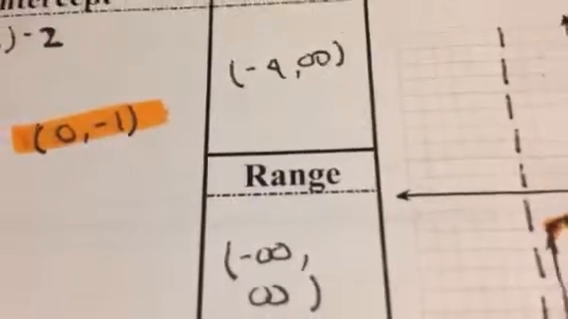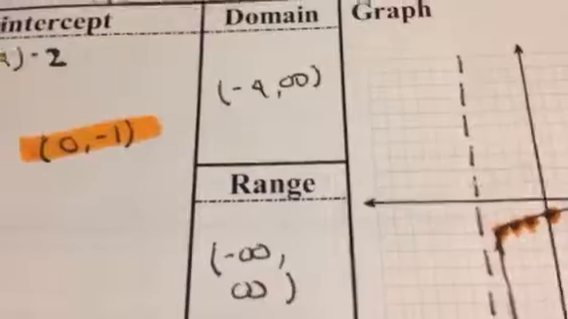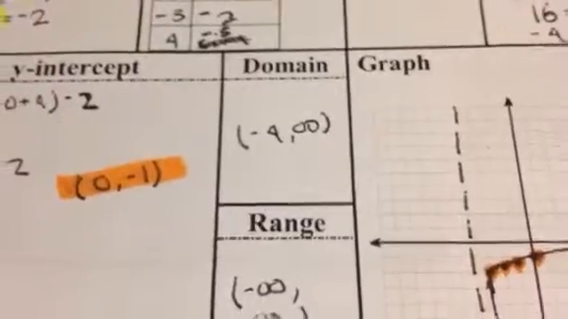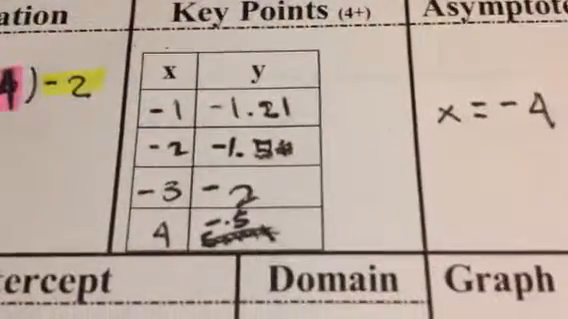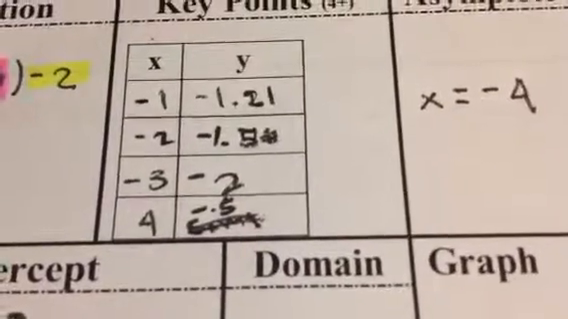Now we know the graph has a vertical asymptote, so there's no limit on the range, but the domain is going to be x greater than negative 4 because that's where the asymptote lies. We need a few more key points, so I put negative 1, negative 2, negative 3, and negative 4.